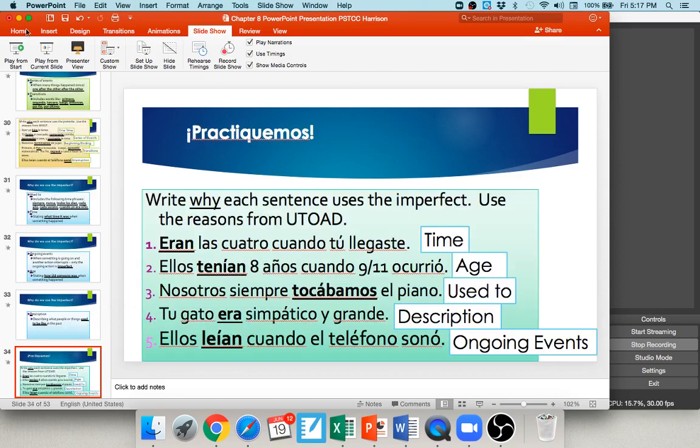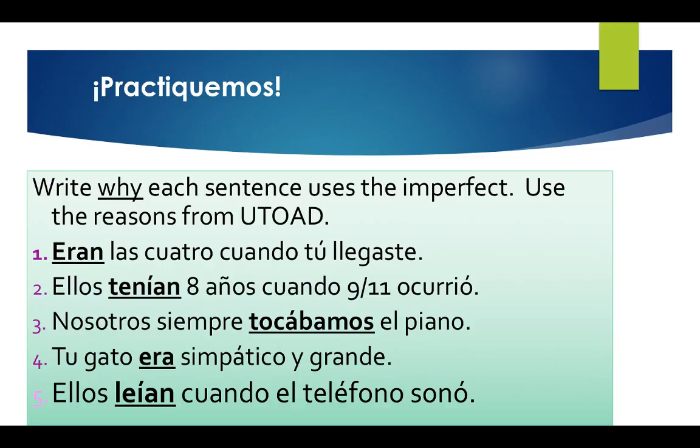So now I'm going to hide my answers from you again. I want you to give me a reason from UTOAD as to why we're going to use the imperfect in each of these examples. Number one, eran las cuatro cuando tú llegaste. It was 4 o'clock when you got here. Well, it was 4 o'clock. That's a time. So the T of UTOAD, imperfect.